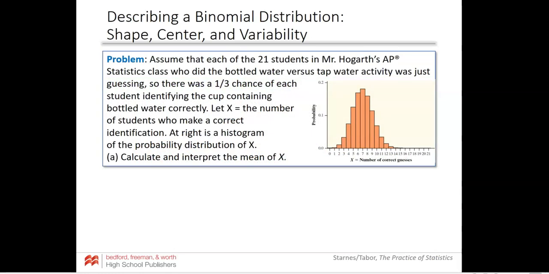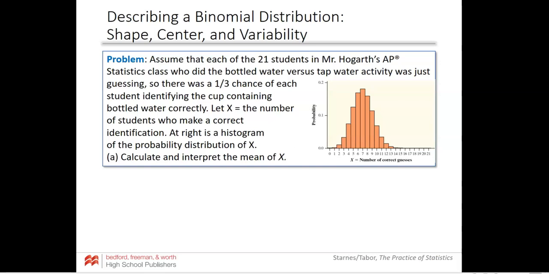So let's look at this. Assume that 21 students in Mr. Hogarth's AP Stats class who did the bottled water versus tap water activity were just guessing. So there's a 1/3 chance of guessing correctly. X is the number of students who make a correct guess. It does seem binomial, right? There's 21 students, a fixed number of students. The probability is not changing each time. So that seems binomial. There's a picture of the distribution there.